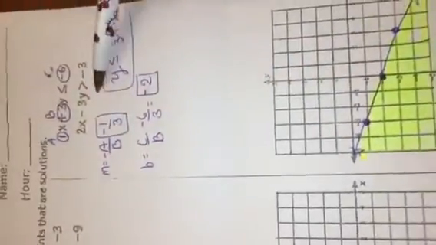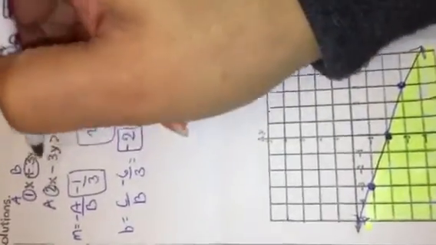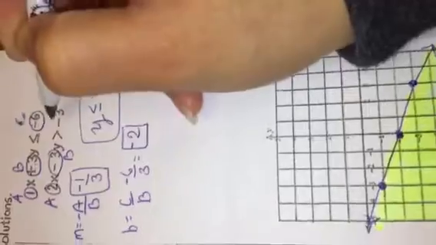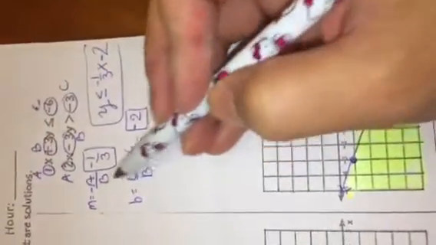Now we do the same for the second inequality. Number next to X is always A. Number next to Y is B. And the last one is C.